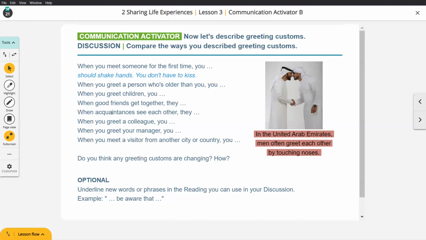When acquaintances see each other, don't forget that acquaintances are conocidos. It can be your neighbor, it can be a person that is a friend of your mom, okay? We don't have that connection, that relationship, as near as with a good friend. So when acquaintances see each other, what do they do?